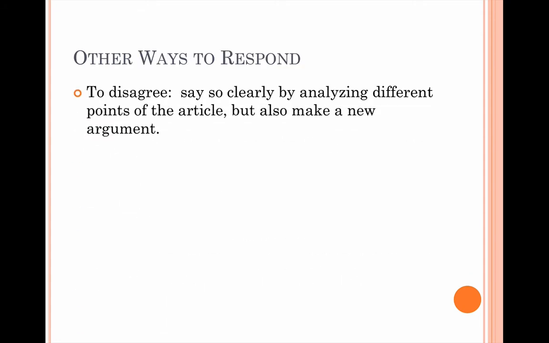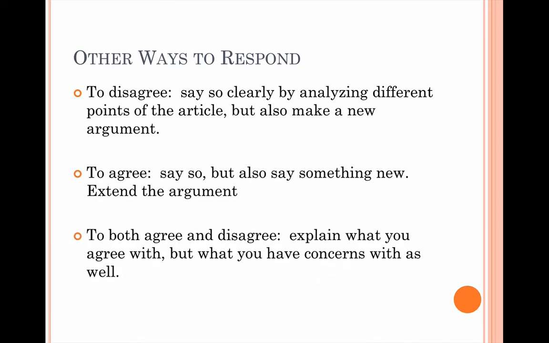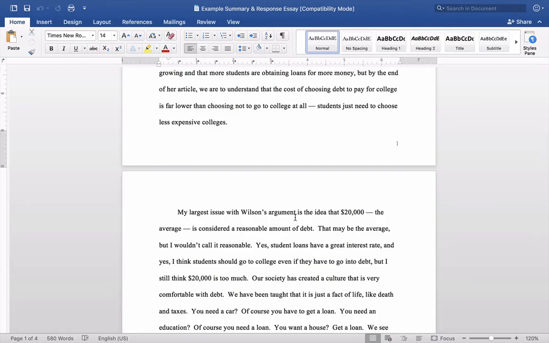So the ways to respond are to disagree, which means to say so clearly by analyzing different points of the article, but also to make a new argument about why you disagree. And to agree, you say so, but you also say something new. You extend the argument. And to both agree and disagree, explain what points you agree with, but also what concerns you as well.